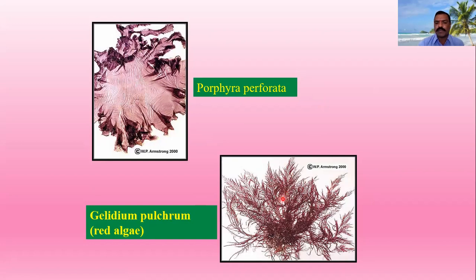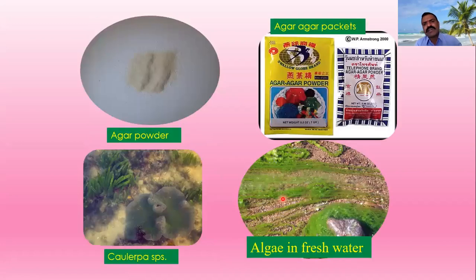This is Gelidium pulchellum. And my dear friends, remember, in this image agar agar packets are here, containing agar agar powder for making artificial medium in tissue culture laboratories. And this is a Caulerpa species, an alga in fresh water, dense in stagnant water, and also observed on dense rock beds.